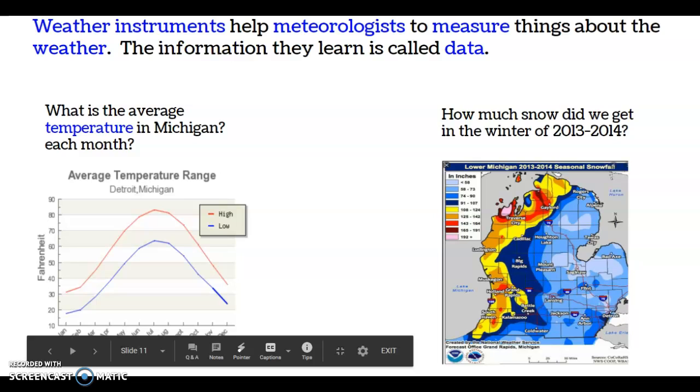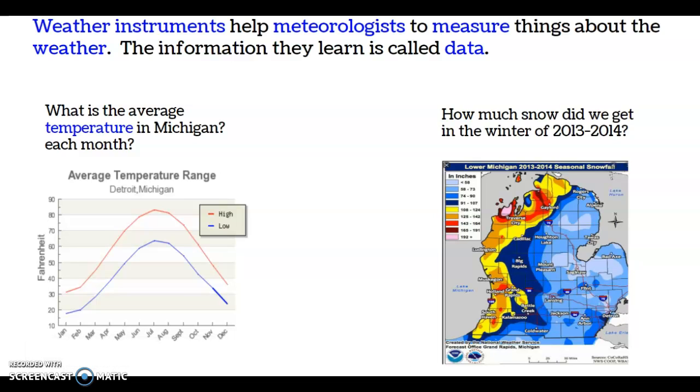Weather instruments help meteorologists to measure things about the weather. The information they learn is called data. In math, all of you have learned about data. We have collected data, we have graphed data using different types of graphs and charts. Weather instruments and meteorologists measure things about the weather using data as well.